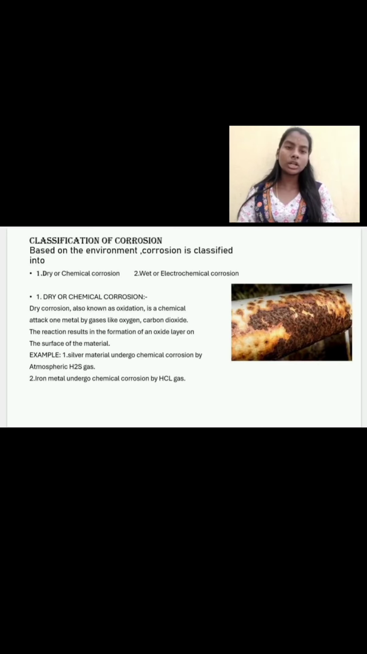Classification of corrosion. Based on the environment, corrosion is classified into two: dry or chemical corrosion, and wet or electrochemical corrosion. First, dry or chemical corrosion. Dry corrosion, also known as oxidation, is a chemical attack on a metal by gases like oxygen and carbon dioxide. The reaction results in the formation of an oxide layer on the surface of the material. First example, silver undergoes chemical corrosion by atmospheric H2S gas. Second example, iron undergoes chemical corrosion by HCl gas.